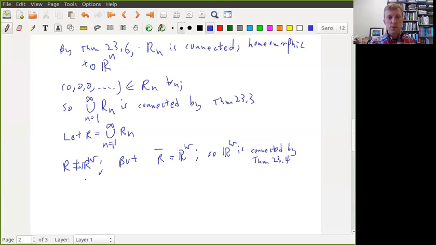So that's all we've got to do. If we can show that the closure of R is equal to R omega, then R omega will be connected. So how do we show that? Well, let's let A be some sequence.